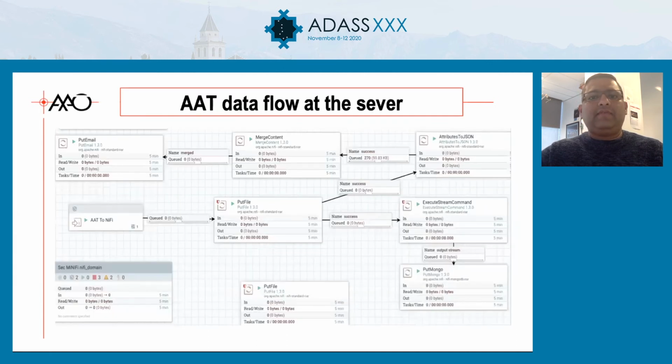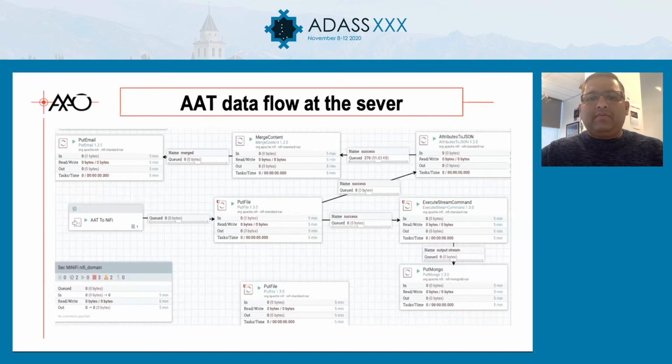And this is the AAT data flow at the server. So as I mentioned earlier, the MiNiFi sends data files, and they are written into a local storage using PutFile, and then PutFile moves that data file to the ExecuteStreamCommand, which runs a Python script which reads this file and extracts the header keywords and converts them into a JSON document and sends it to PutMongo to insert into a MongoDB collection.